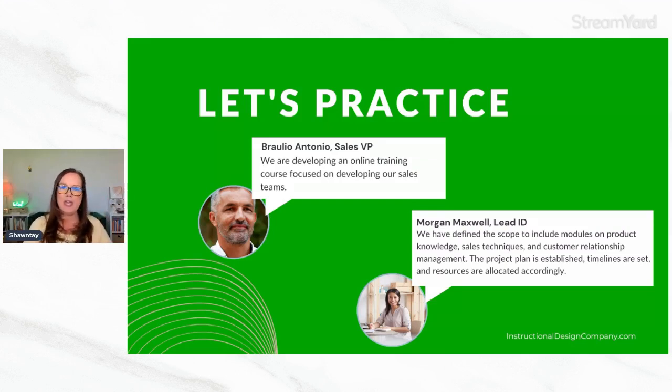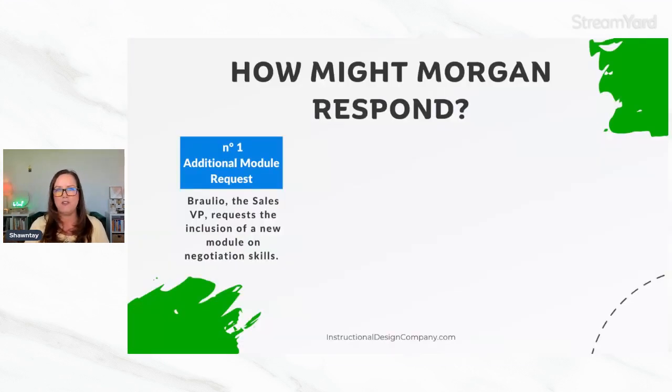She went through the whole analysis phase. She defined the requirements, and she used that to define the scope. She used that to figure out which exact sales techniques they need to be knowledgeable about, what the customer relationship management components are. She created a project plan, she set the timelines, and she got everybody on the project that needs to be involved. Okay. So now we're underway. Then, after a few weeks, Braulio comes along again.